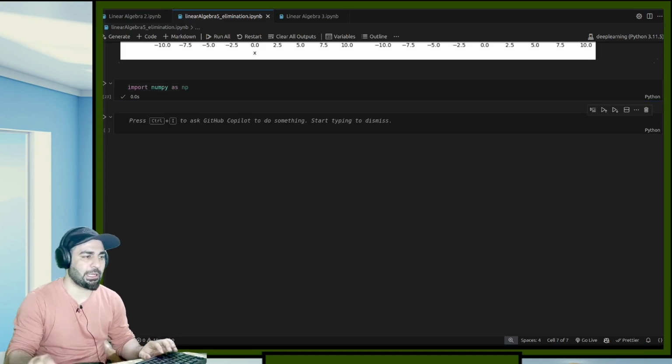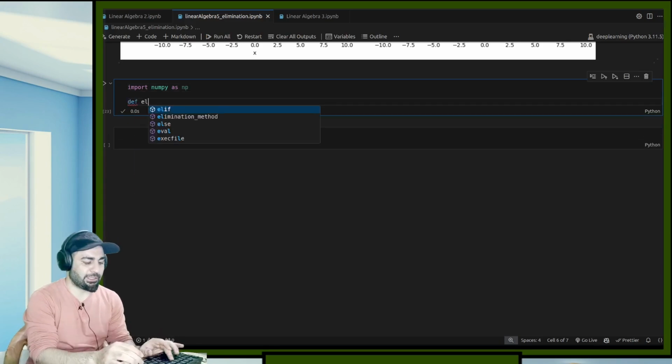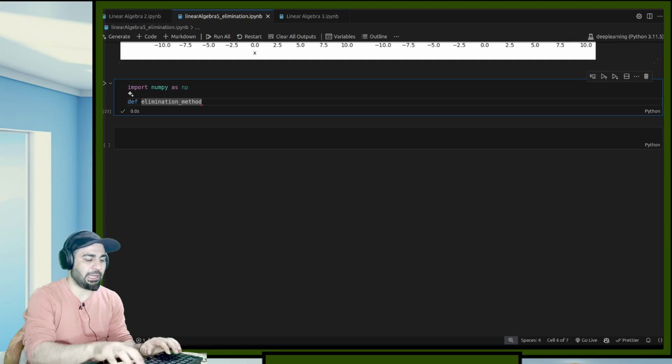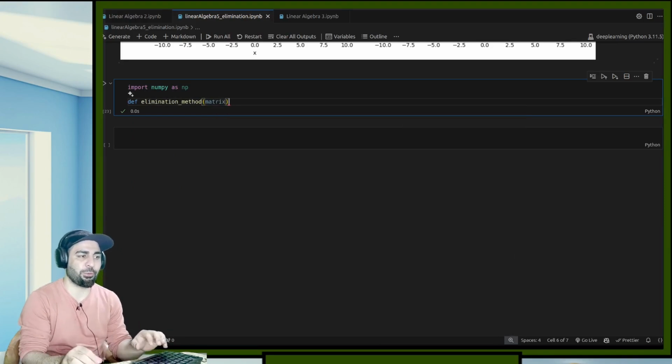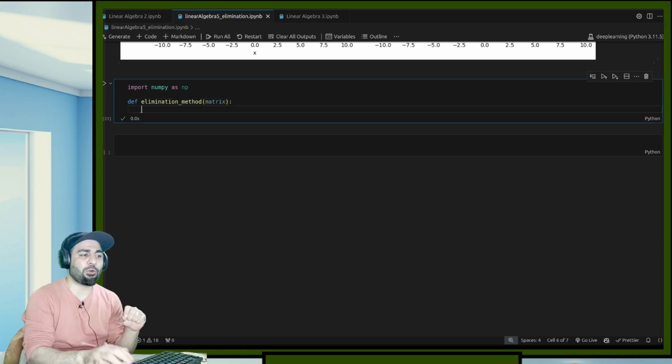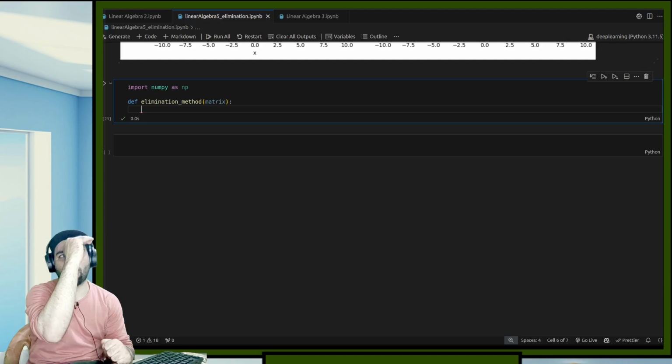I'll just run it. So now I'll write a definition, elimination method, and I'll write it as a matrix, because this takes a matrix as an argument. The first thing that I want to do is take the number of rows and number of columns, because I'll have to iterate through all the rows.